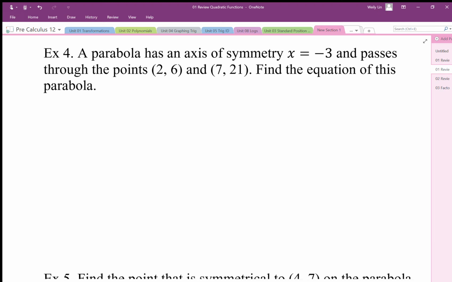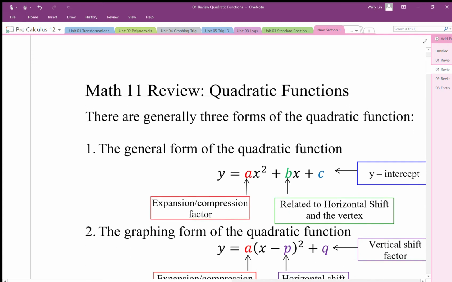Okay, so it says here the axis of symmetry of this graph is at x equals -3 and it passes through the points (2, 6) and (7, 21). Okay, so these are some random bits.